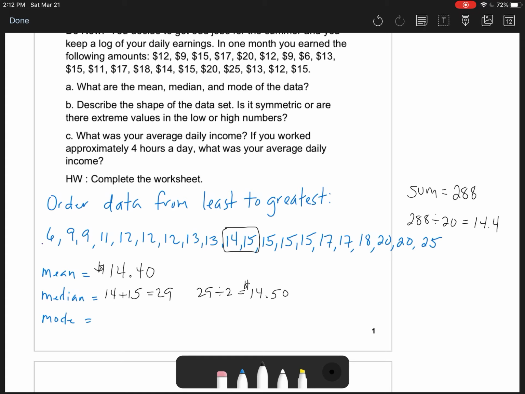The mode is going to be the number that occurs most often, and in that case, it is 15. Okay, $15.